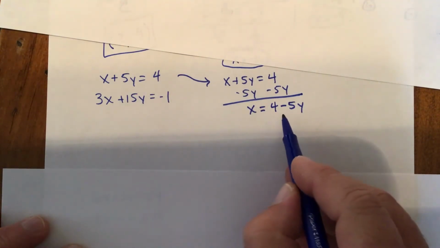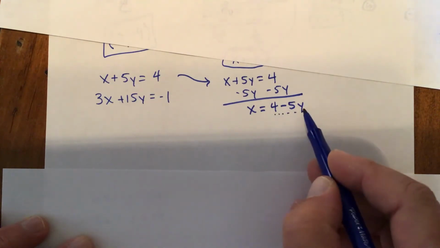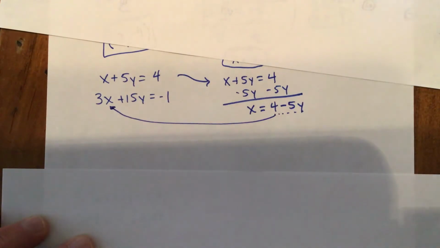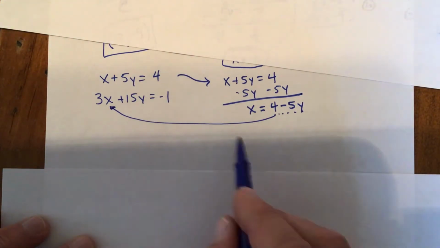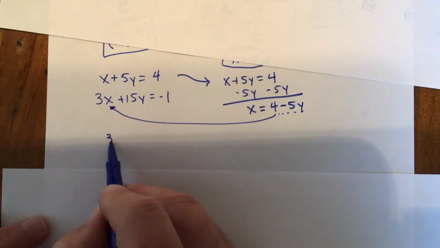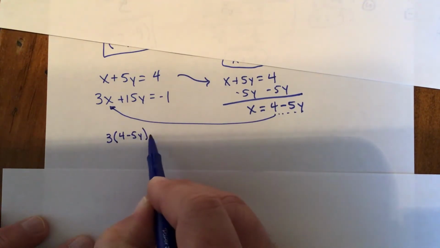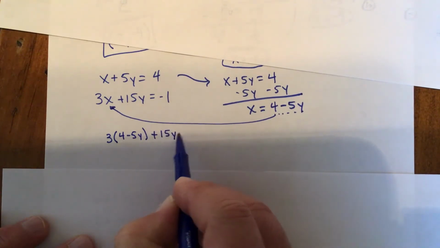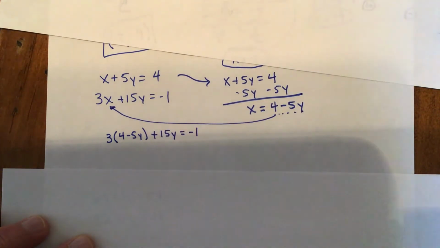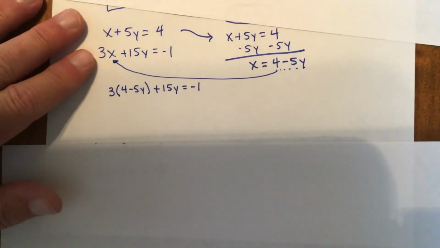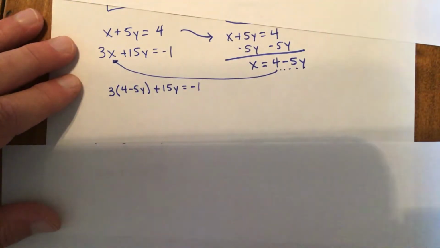So then I'm going to take this thing right here and plug it in to this x right over here. All right? So that means that I'm going to have 3 times (4 minus 5y) plus 15y is equal to negative 1. All right, I'm going to try to move up so it's out of that shadow. There we go.